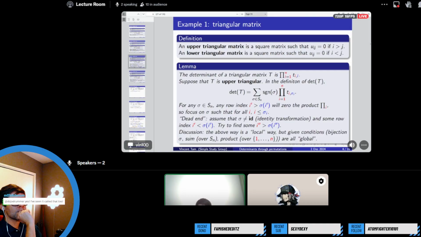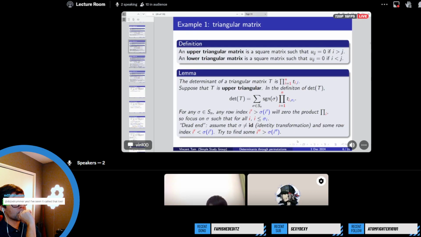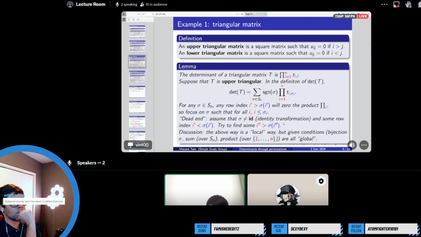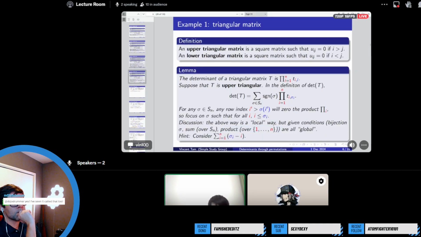This is a global condition about the domain and the codomain, and then the sum that's over the whole Sn. I have the intuition that these are all global conditions. So what we will try to do is to consider two different sums. The one is the sum over sigma I, with I running from 1 to n, and then another one is just summing from 1 to n.